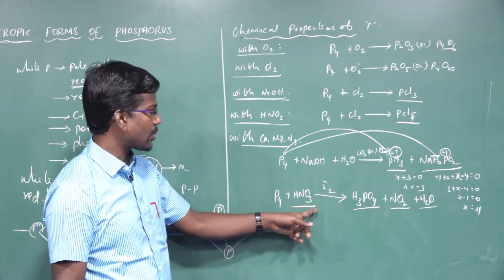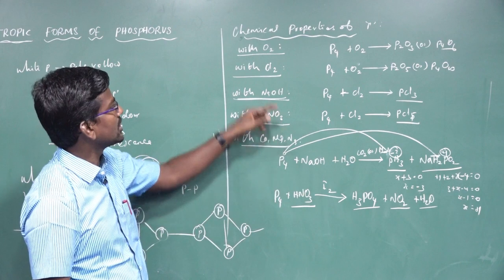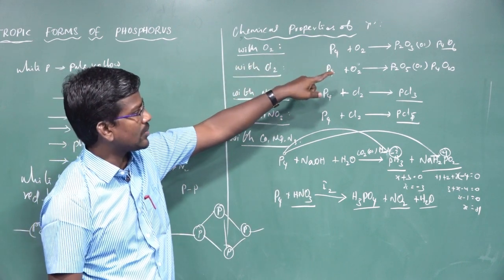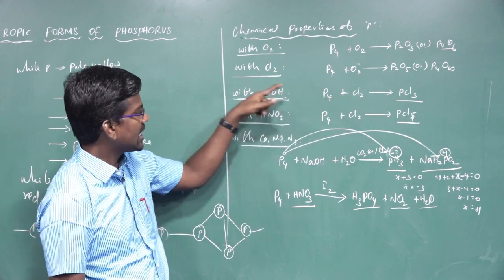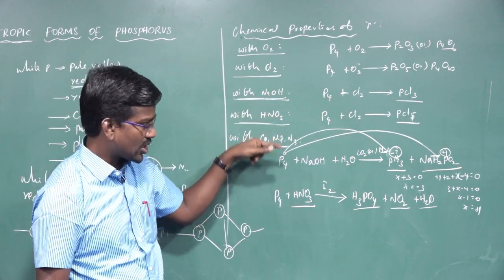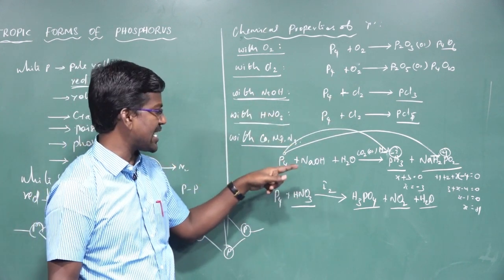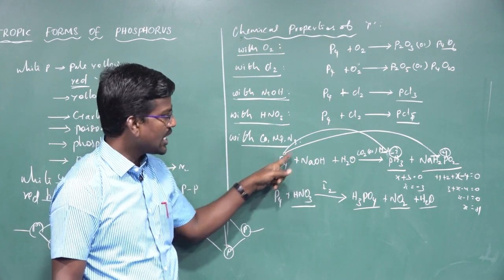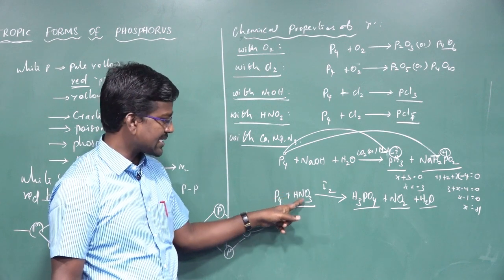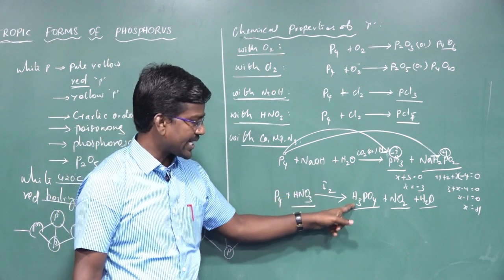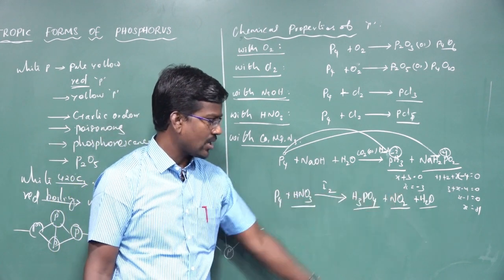These are important chemical properties of phosphorus. With oxygen it forms phosphorus pentoxide; with chlorine it forms phosphorus trichloride and phosphorus pentachloride. React with sodium hydroxide, it follows the disproportionation reaction to form phosphine and sodium hypophosphite. Phosphorus reacts with concentrated nitric acid to form orthophosphoric acid, nitrogen dioxide, and water molecule.